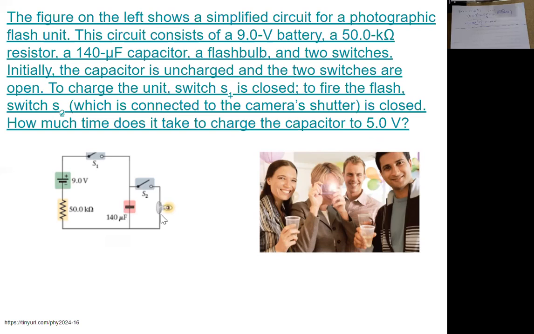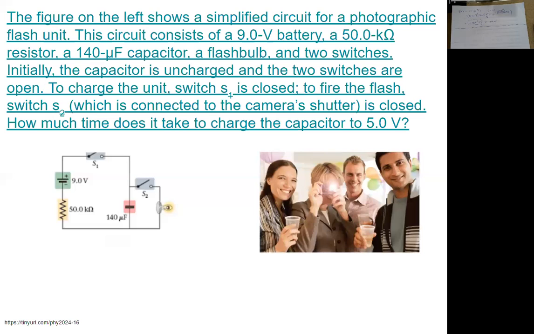So you can see it will take a little bit of time to charge the capacitor each time. If you ever had the experience of taking pictures one by one very quickly, one after another, you'll find that sometimes you're not able to fire the flash because it takes some time to charge the capacitor. All right, but let's take a look at this figure here.